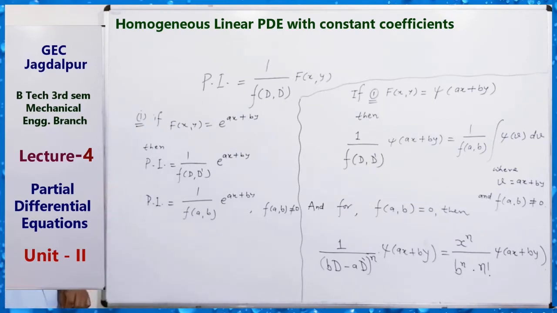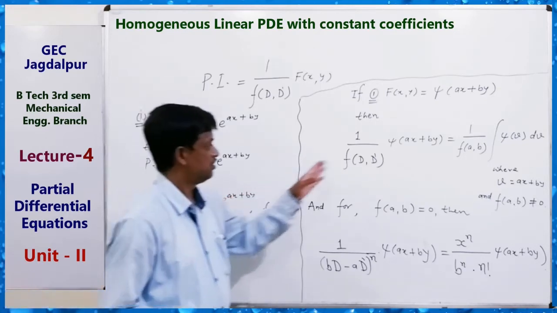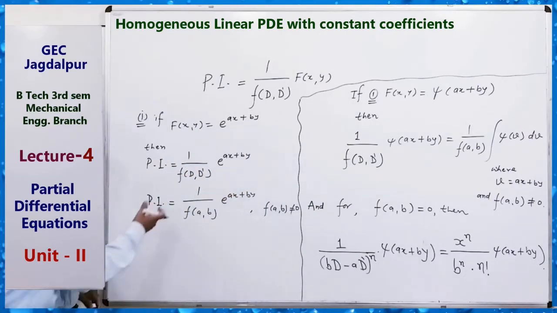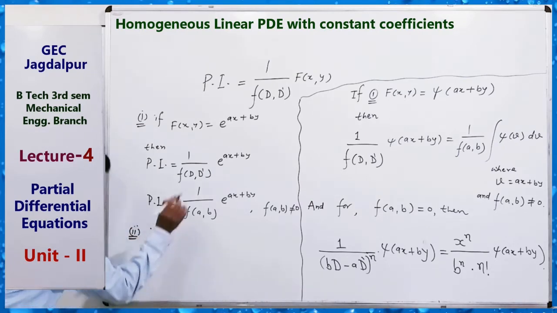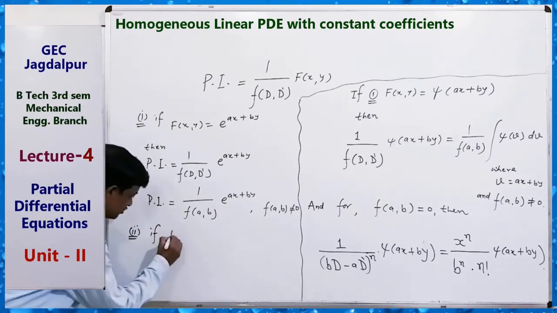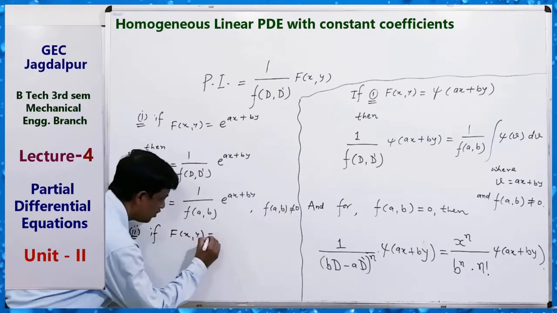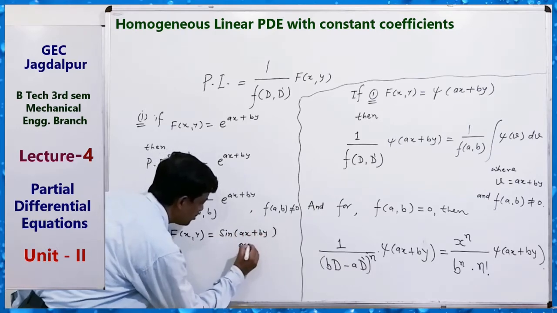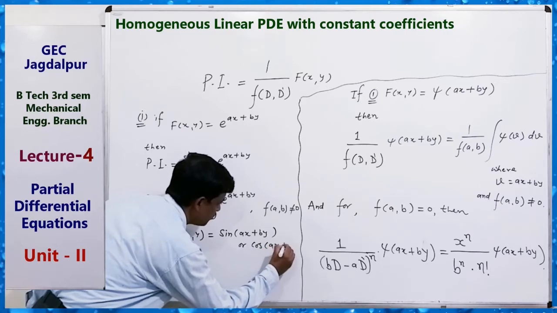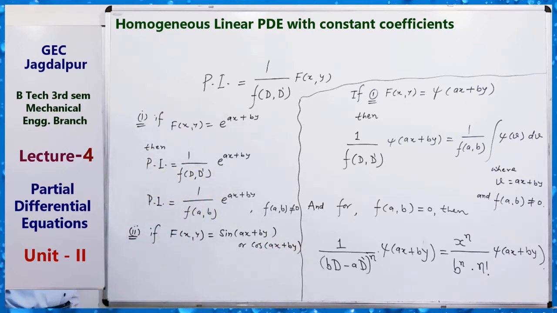Same for sine and cos functions. Also, you can use this rule here, but you will get it like this. This is the formula. Clear? Second, if f(x,y) equals sin(ax plus by) or cos(ax plus by), then you can also get a formula like this.